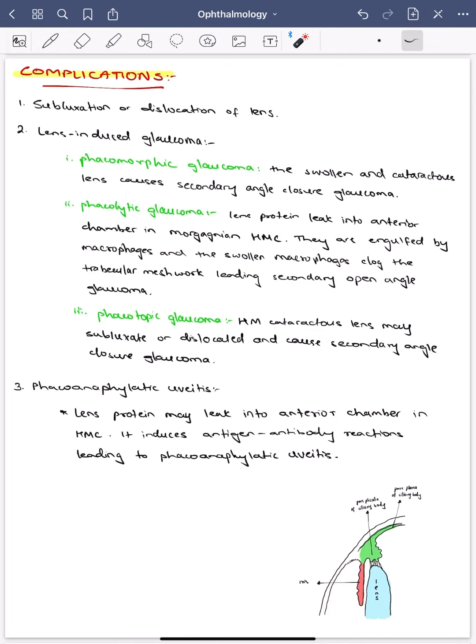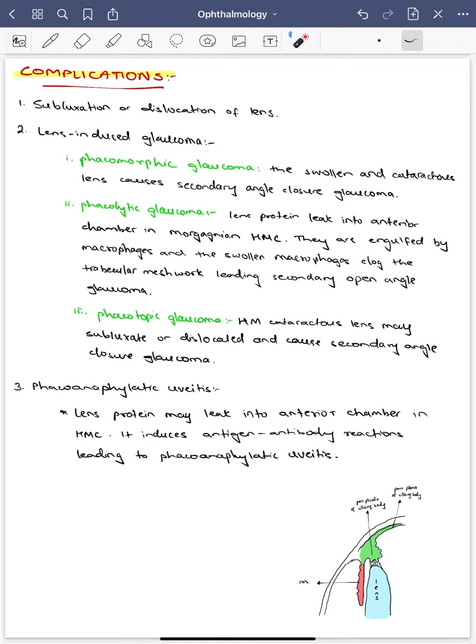The next is phacolytic glaucoma, and this is seen in Morgagnian type of hypermature cataract. And here the lens proteins leak into the anterior chamber, and this is engulfed by the macrophages. Now the swollen macrophages come and block the trabecular meshwork, and hence there is secondary open angle glaucoma.